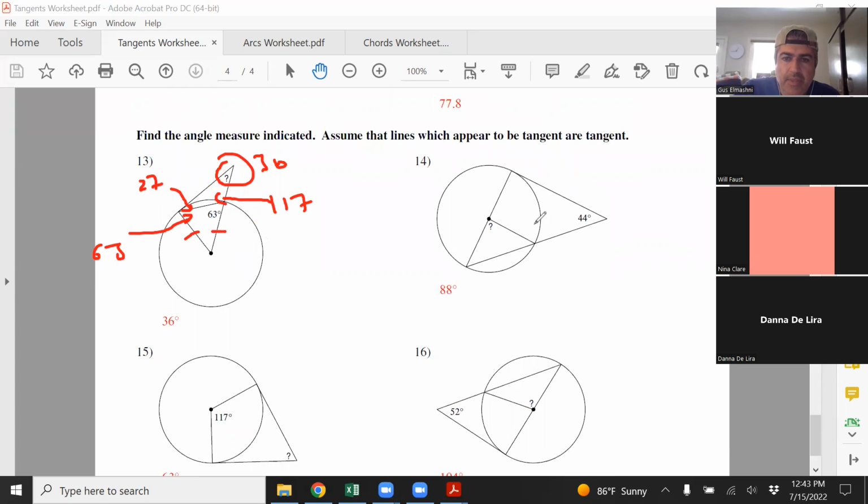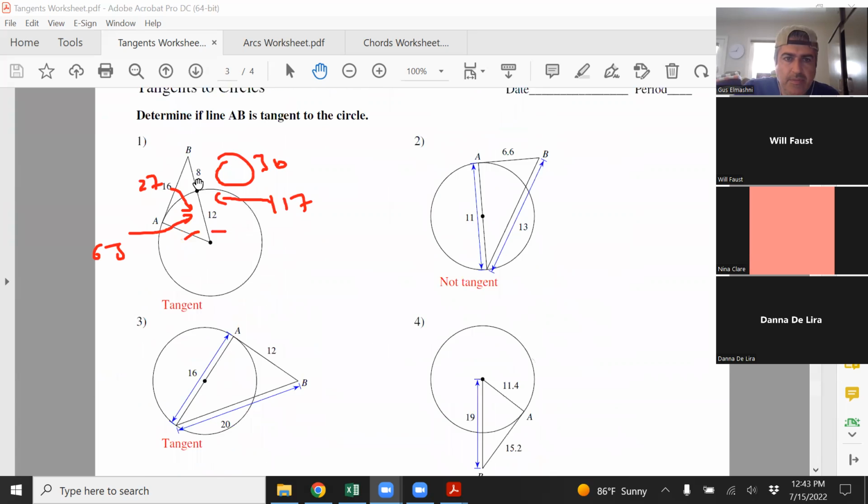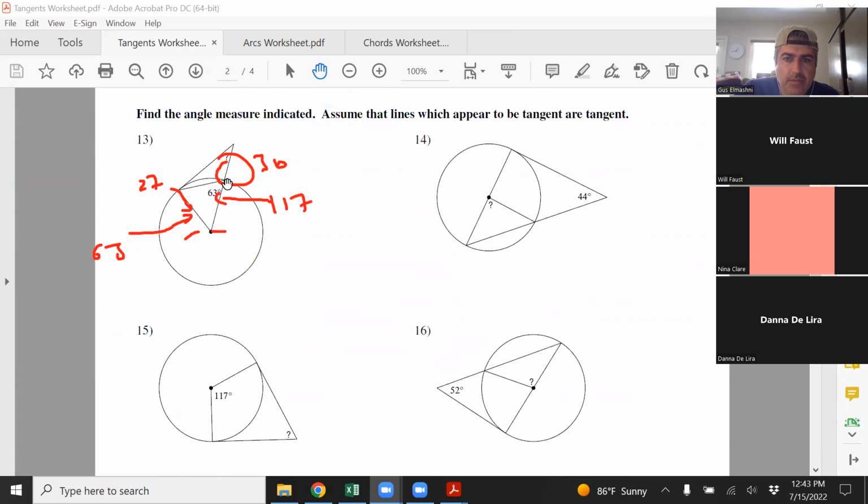Like this one, well, those are the answers. If so, that's 90. So that's 44, that's 46. Those are the same, so that's also 46. That's 92, this has to be 88. So I kind of wrote down half the homework for you guys. So yeah, that's the stuff on tangents.